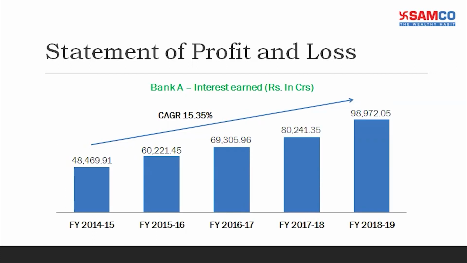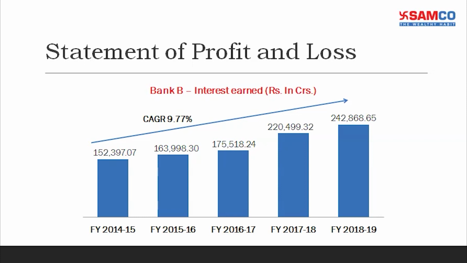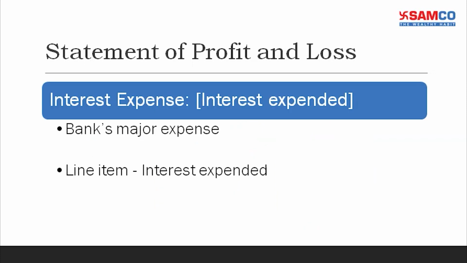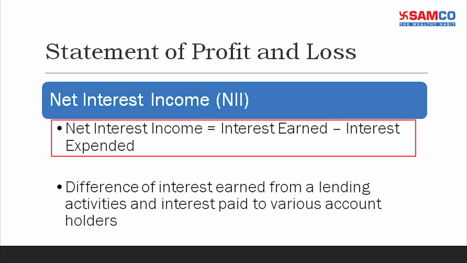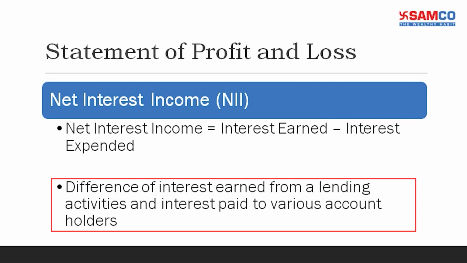And now we see that interest earned by Bank A rose at a CAGR of 15.35%, whereas interest earned by our Bank B rose at a CAGR of 9.77% in the last 5 years. Next is interest expenses. A bank's major expense is interest expense, and this figure is to be taken from the line item interest expended. Moving on, net interest income, which is also known as NII. This needs to be calculated by deducting interest expended from interest income. Hence, this is nothing but the difference between interest earned from lending activity to its customers and interest paid to various account holders on their deposits.